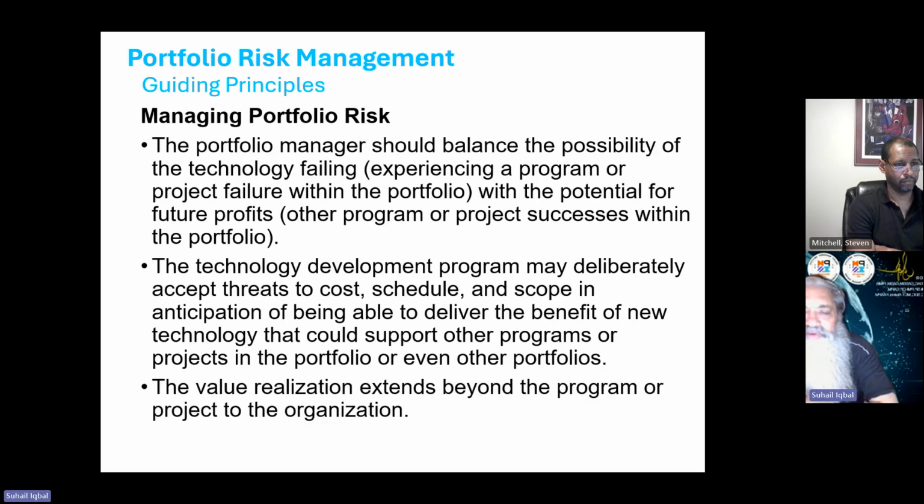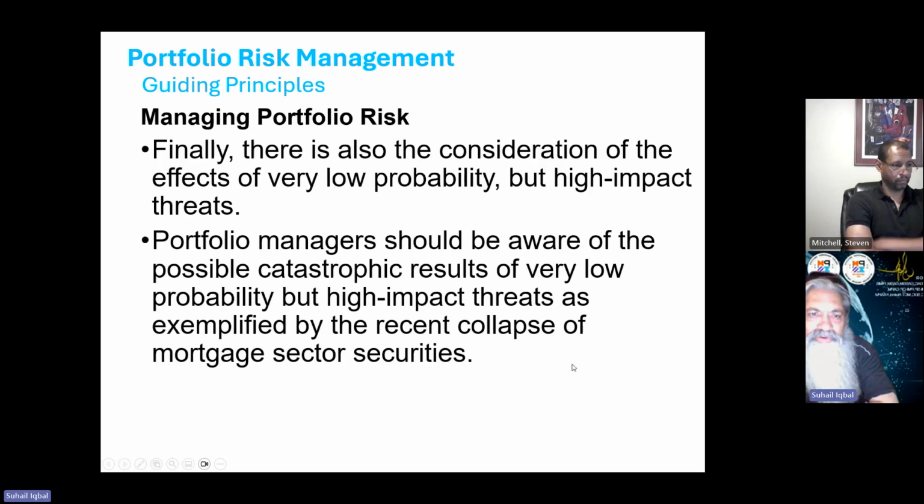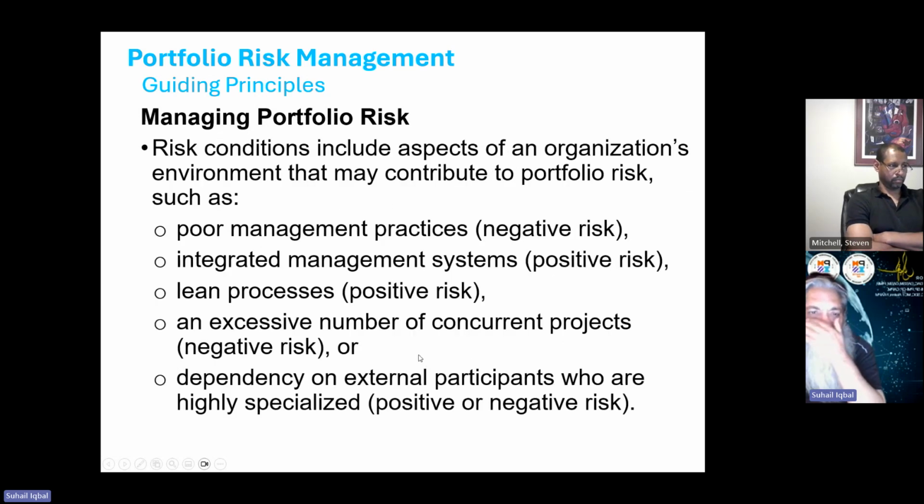The portfolio manager should balance the possibility of the technology failing. I think we have already talked about it. Value risks, and beyond this, we have talked about. Finally, there is also the consideration of the effect of very low probability. Yeah, this we have covered.